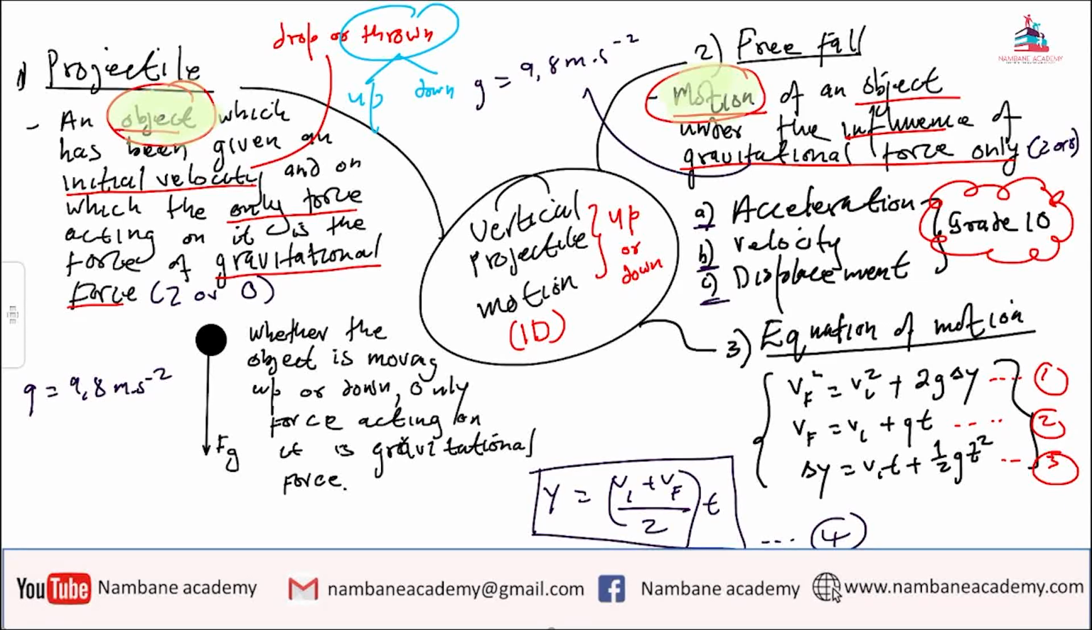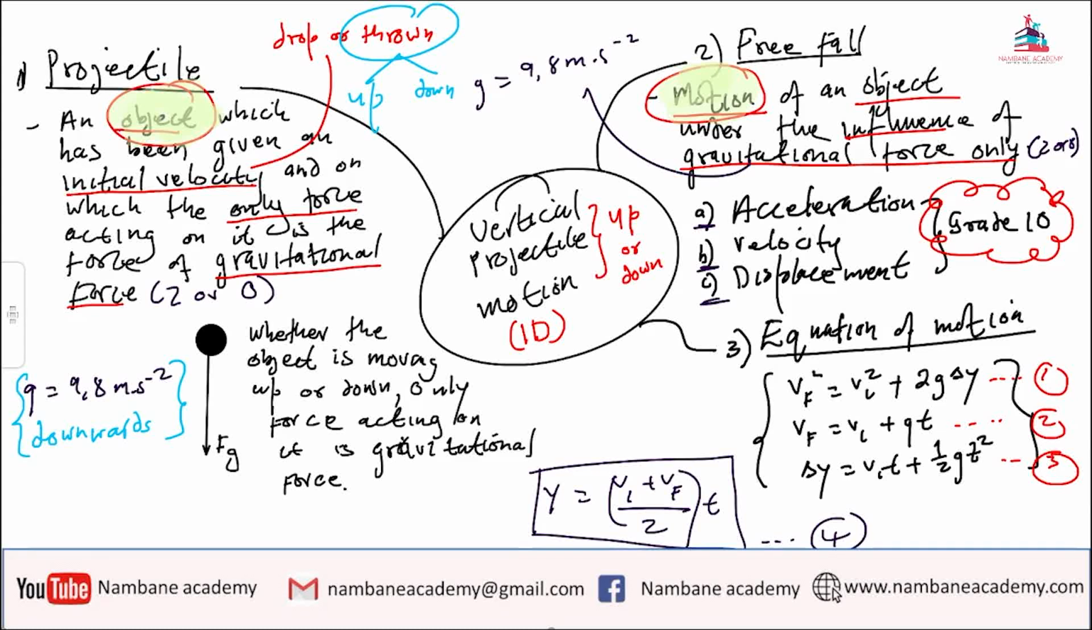Now, because this object is moving up and the only force acting on it is the force of gravity, we agreed that if I was expected to draw a free body diagram, what must I do? Very, very easy. The only force is the force of gravity. Nothing more, nothing less. So I only have one force. And what force is that? Force of gravity. What is the direction of the force of gravity? Downward. So the gravitational acceleration will always be downward, and it is a constant of 9.8 meters per second squared.